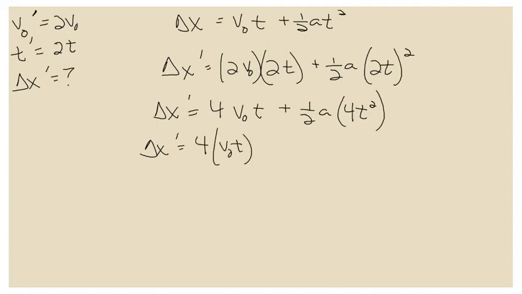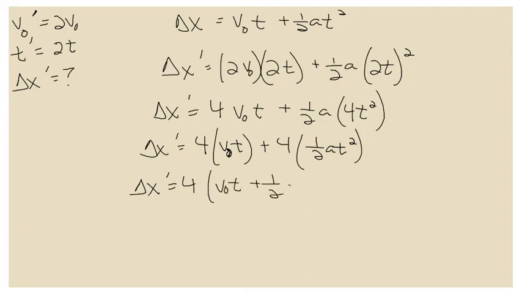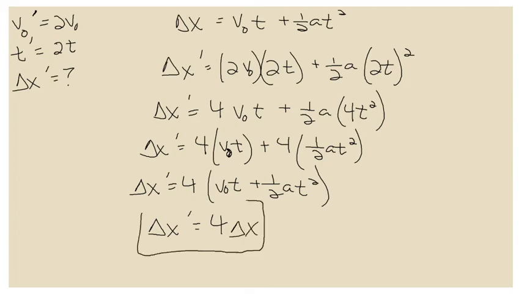And so to perhaps make this a little more obvious, we can rewrite this like this. 4, and then in parentheses, v naught t, plus 4, and then in parentheses, 1/2 at squared. And notice, because both of these terms have a 4, we have to factor it out. And then we have each of these terms here, v naught t plus 1/2 at squared. And so notice it still works the same way. Now that what's in the parentheses is the original equation, we can just rewrite this as delta x prime equals 4 times delta x, giving us the same result as the time-independent equation.